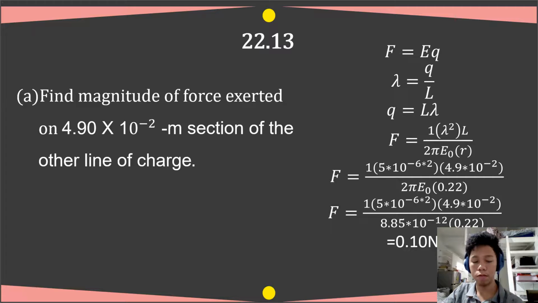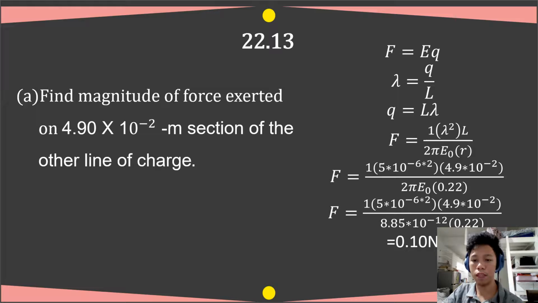First of all, we're going to find the magnitude of force exerted on a 4.9 times 10 raised to negative 2 meter section of the other line of charge. So we're going to use the first equation, which is equal to the electric field times the charge. In order to get the charge, we're going to derive from the charge density formula, which is lambda equals charge over the length. So Q equals lambda times length.